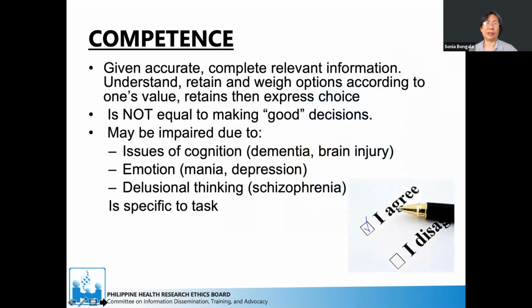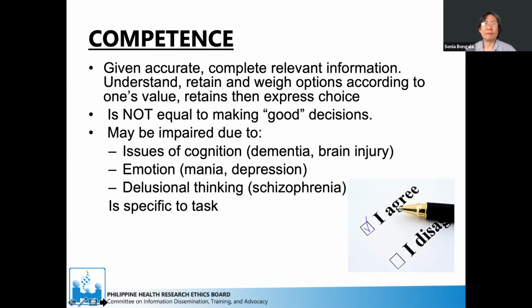Okay, so in competence, the information appropriate and relevant should be complete, understood, and the participant, potential participant, should be given the option to take it home and talk about it with significant other, with the family members, or with the community if he likes. And he should retain a copy of the form that he will sign.